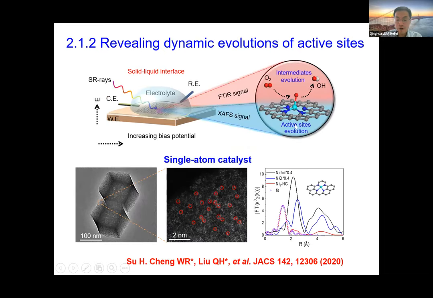In the second example, we combine the XAFS and the Fourier transform infrared spectroscopy to reveal the dynamics of the active site in the oxygen reduction reaction. In this study, a nickel single atom catalyst was used to catalyze the ORR reaction. Similarly, the high angle annular dark field STEM image and XAFS are used to confirm the atomic dispersion of the nickel sites.